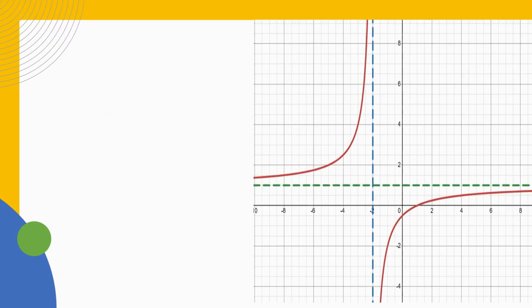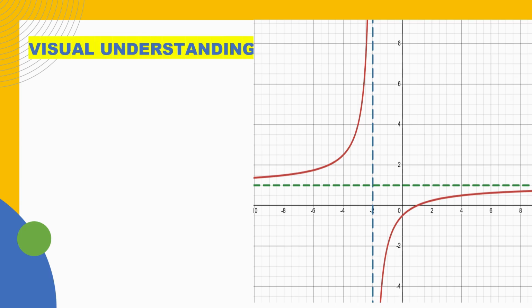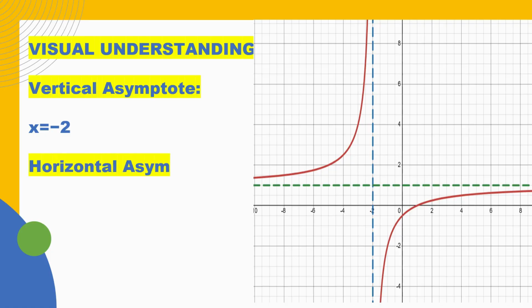Let's try to understand this function visually with the help of the graph. At x equals negative 2, the function becomes undefined. So we get a vertical asymptote at x equals minus 2. And as x becomes extremely large, the graph gets closer and closer to y equals 1. But it never touches it. That is why 1 is excluded from the range.